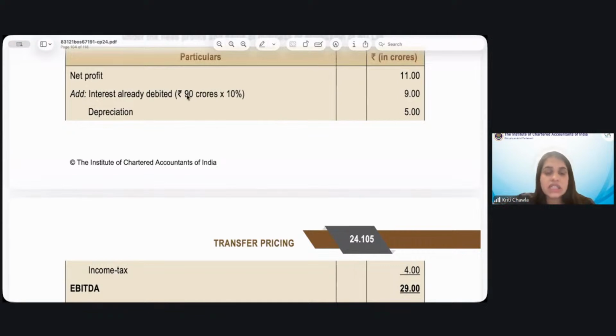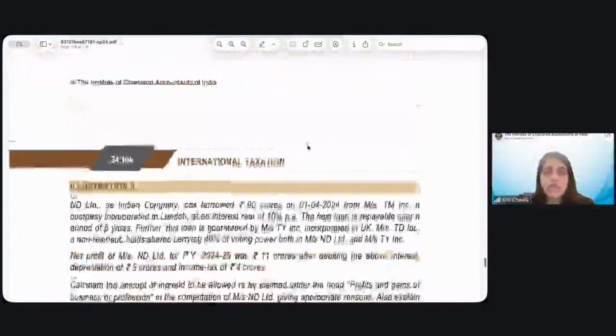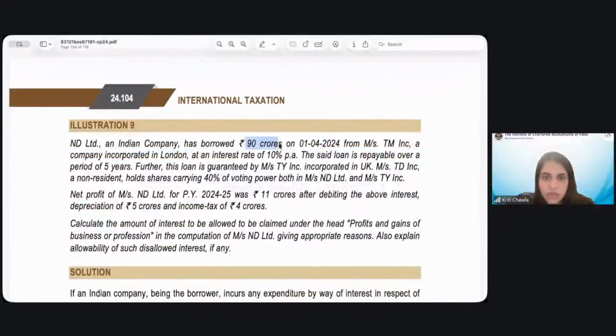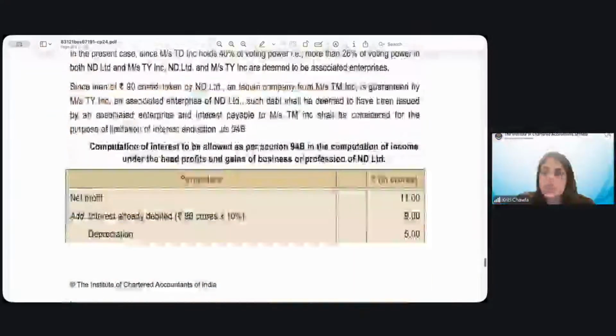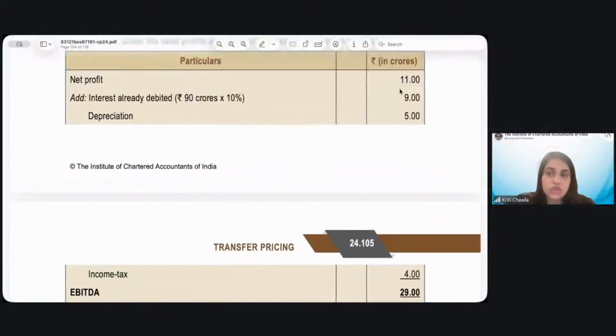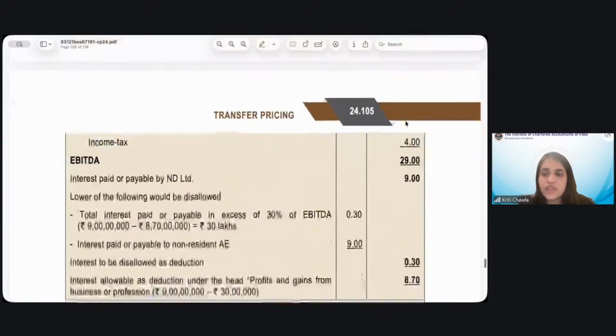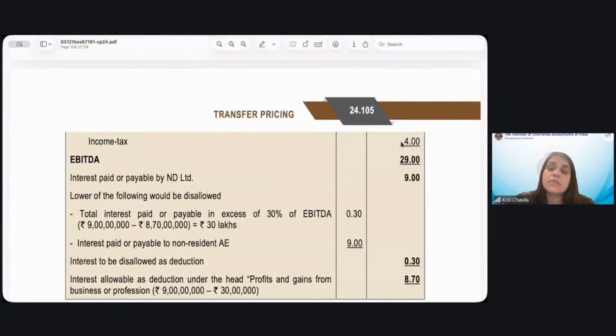So interest is 90 crores at 10%. Where is it mentioned? Well, it's mentioned here, 90 crores at the rate of 10%. So you add the interest which is already debited, which is 9 crore, add the depreciation which is 5 crore, and add the income tax which is 4 crore. Why did we do that? Because we want EBITDA.